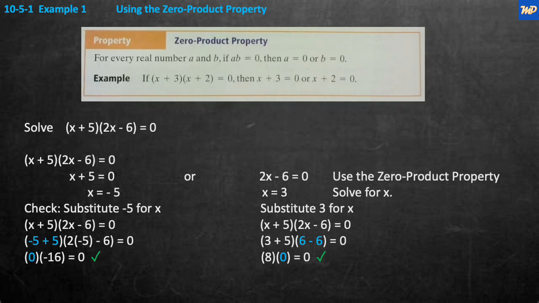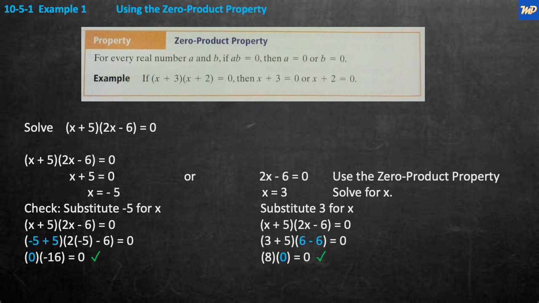Example 1, using the zero product property. I included the property statement here. For every real number a and b, if a times b equals 0, then either a equals 0 or b equals 0. And the example here was if the quantity x plus 3 times the quantity x plus 2 equals 0, then either x plus 3 equals 0 or x plus 2 equals 0, one or the other. That's what this property says. So let's look at our problem. Here we have a problem just like it.